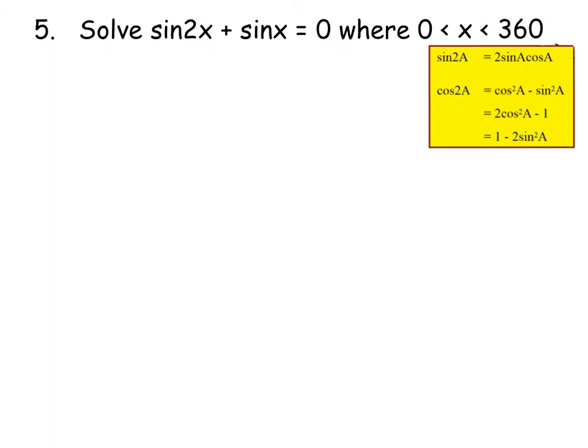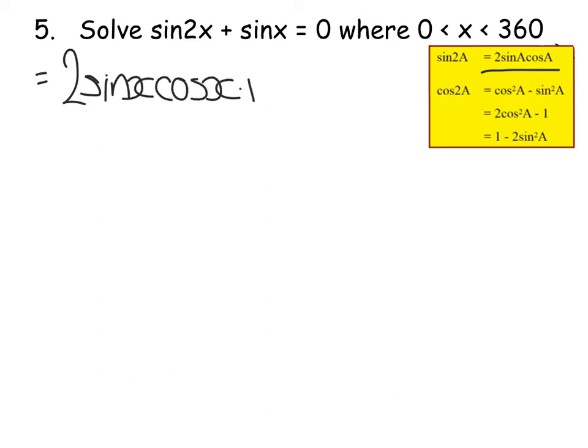Okay, so the next style of questions you come across are solving some trig equations using your substitutions. So sine 2x you replace with that expansion. So this becomes 2 sine a, well it's x, sorry, I was going to say a there. So it becomes 2 sine x cos x plus sine x equals 0. So I really shouldn't have that equals sign there. Right, from there, it's some form of factorising.